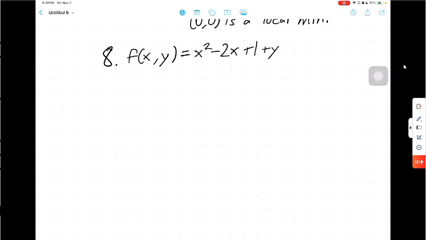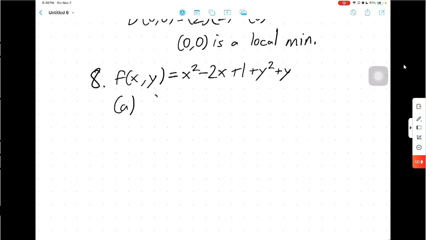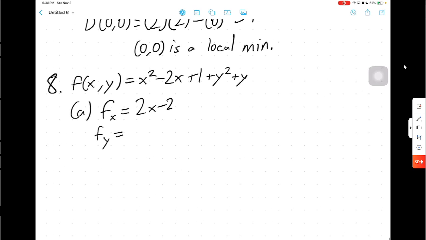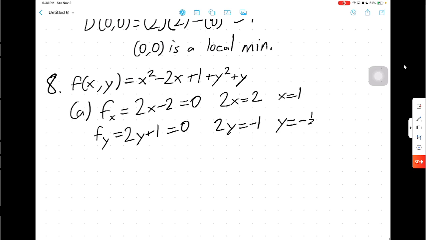Plus 1 plus y squared plus y. A is to find and classify all the extrema. So fx is 2x minus 2, everything else is constants. Fy is going to be 2y plus 1 equal to 0. 2x equals 2, x equals 1. 2y equals negative 1, y is equal to negative 1/2. Oh my god. Critical point, we only have 1, negative 1/2.